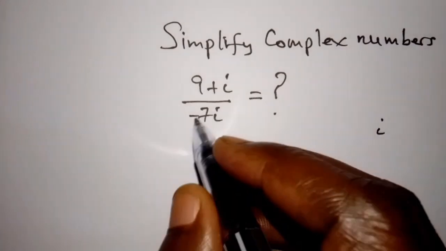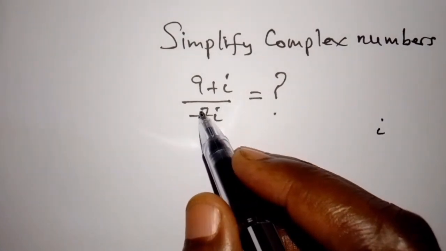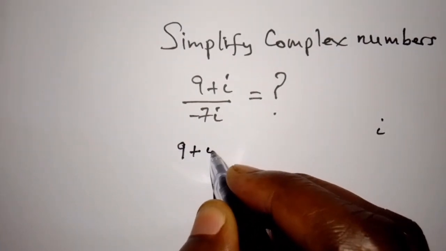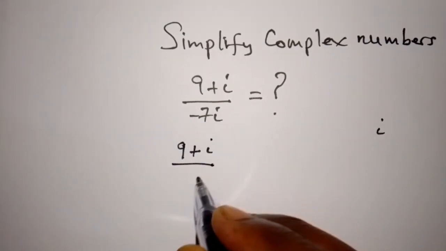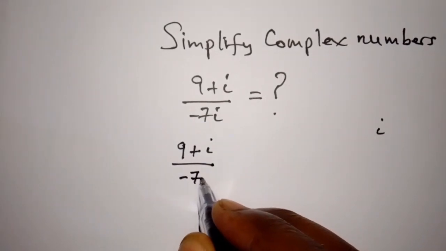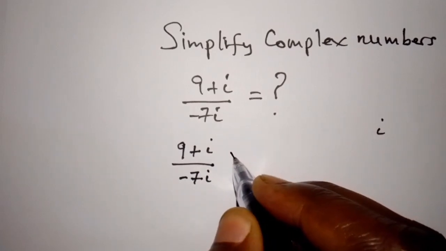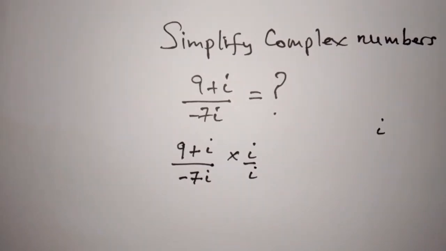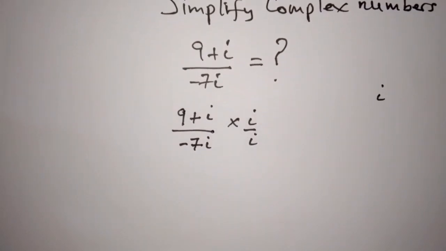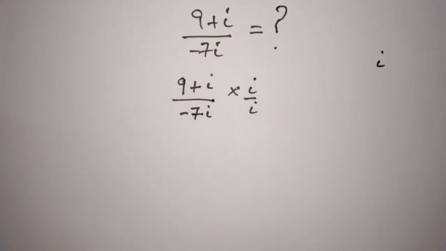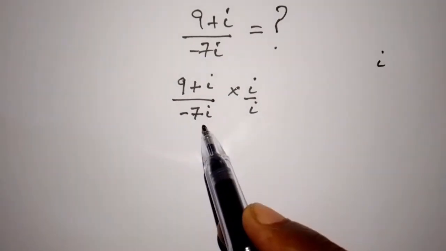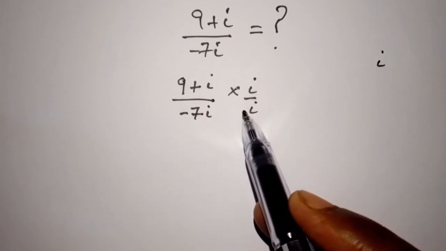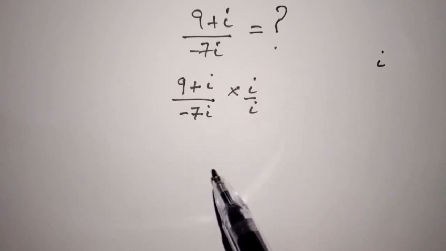So now we can express it as (9 + i) over (-7i) times i over i. i is our imaginary number, so we want to get rid of this imaginary number here in the denominator. That's why we are multiplying by i over i.